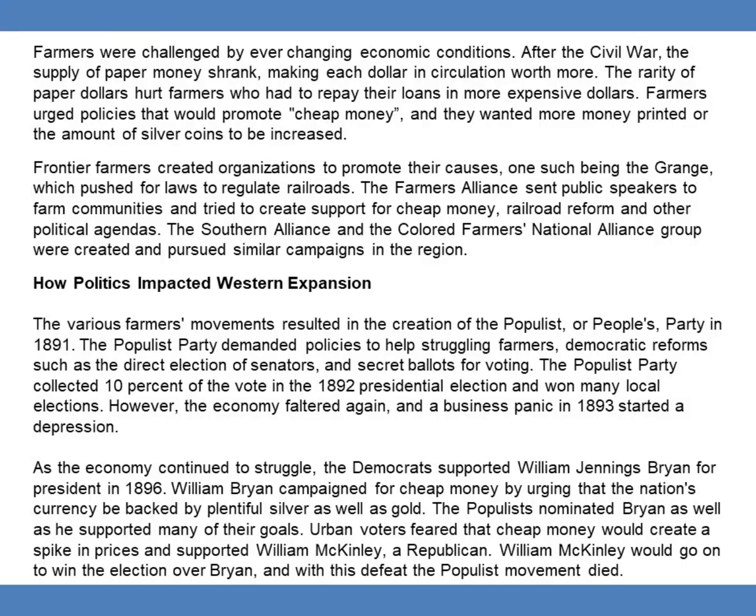However, the economy faltered again, and a business panic in 1893 started a depression. As the economy continued to struggle, the Democrats supported William Jennings Bryan for president in 1896. William Bryan campaigned for cheap money by urging that the nation's currency be backed by plentiful silver as well as gold. The Populists nominated Bryan as well, as he supported many of their goals. Urban voters feared that cheap money would create a spike in prices and supported William McKinley, a Republican. William McKinley would go on to win the election over Bryan, and with his defeat, the populist movement died.